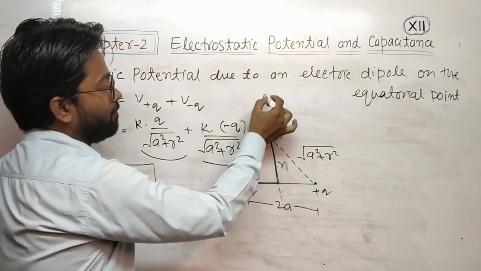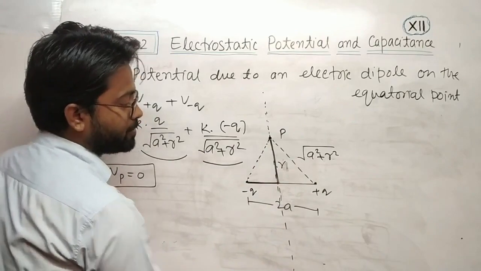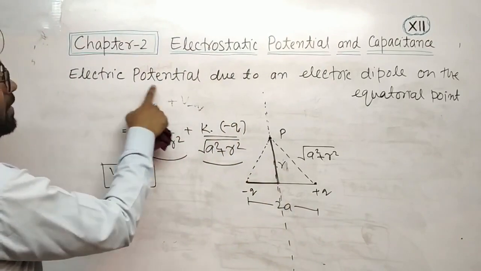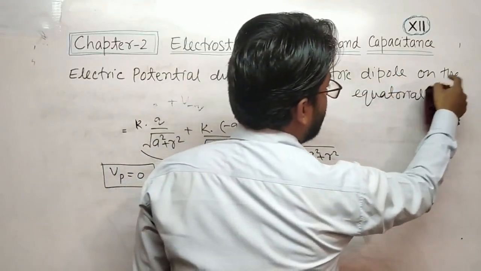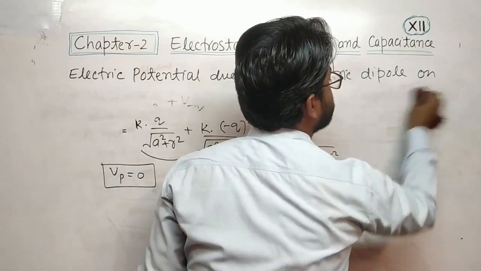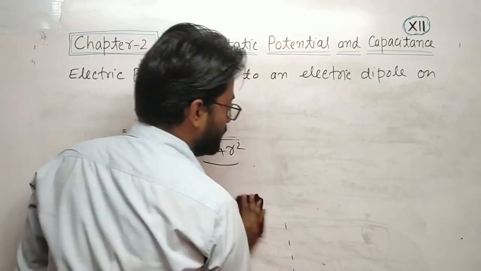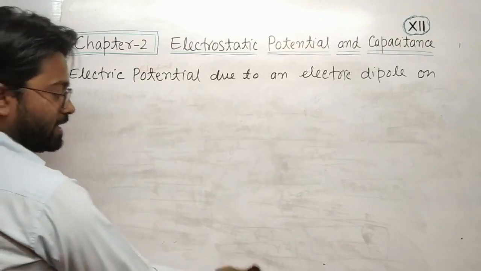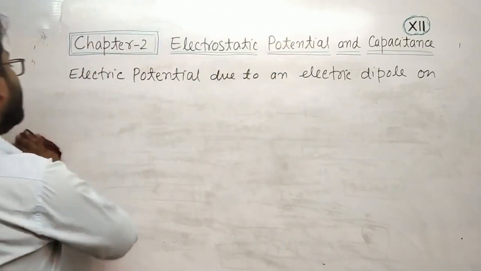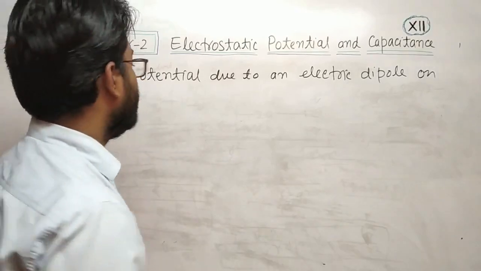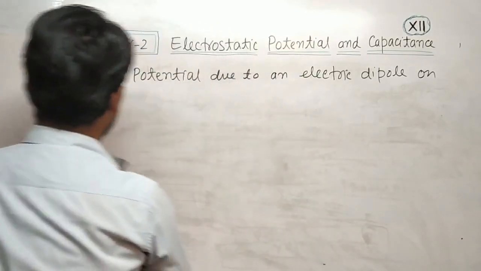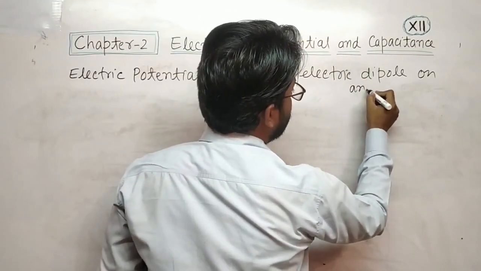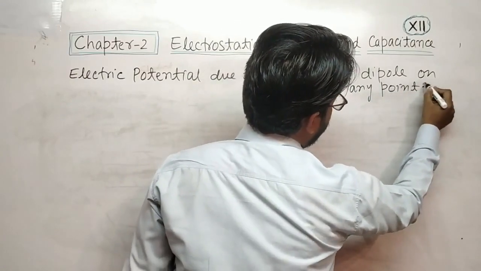Always, it may be any point. Okay, next point, electric potential due to an electric dipole on any point. It means we need to calculate potential due to an electric dipole at a general point. It may be on the axis, it may be on the equatorial point, it may not be on the axis and may not be on the equatorial point, means any general point.